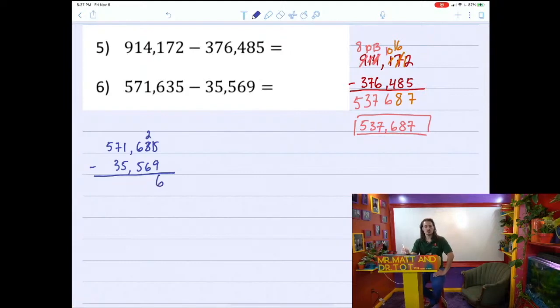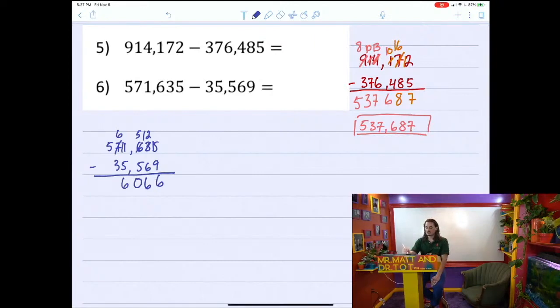I can't do 2 minus 6, so I'm going to borrow 1 from the 6, making it a 5, turning the 2 into a 12. 12 minus 6 is 6. 5 minus 5 is 0. No need to regroup there. They just cancel each other out. I can't do 1 minus 5, so I'm going to have to borrow 1 from 7, making it 6, turning the 1 into an 11. 11 minus 5 is 6.